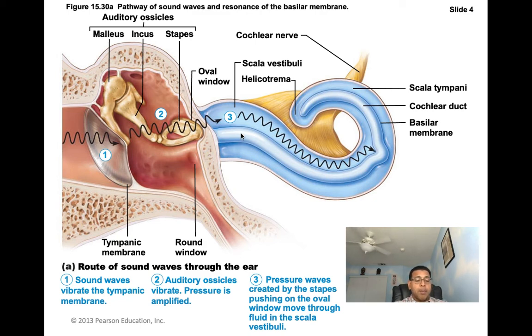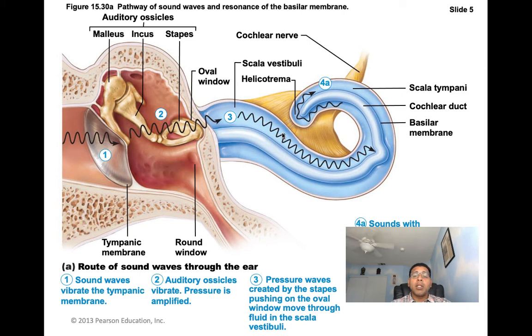It goes from the basal end towards the helicotrema. Since fluids cannot be compressed, each time the stapes forces fluid onto the oval window, the membrane of the round window bulges laterally and acts as a pressure valve.